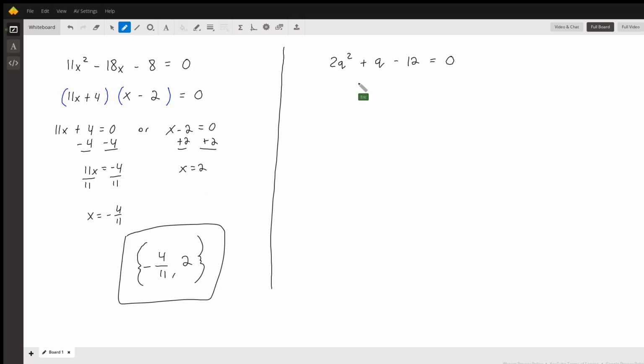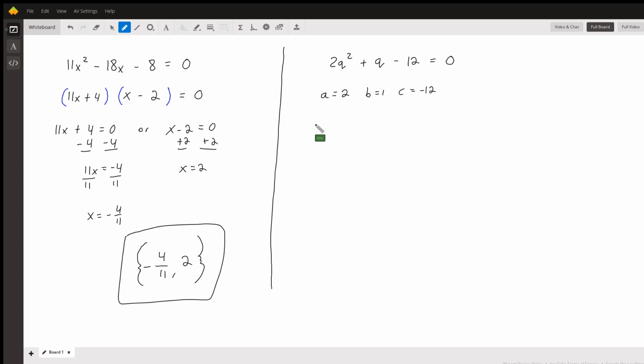Alright, so now let's take a look at a quadratic that cannot be factored. So this cannot be factored. So we're going to use the quadratic formula. Before I do that, let's first identify our coefficients. Remember that a is the coefficient of your squared term, so a is going to be equal to 2. b is going to be equal to the coefficient of your q term, which in this case is 1, so b equals 1, and c is going to be your constant.